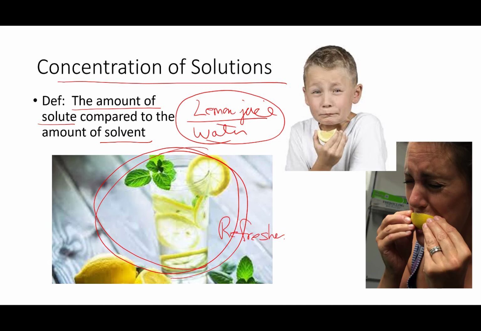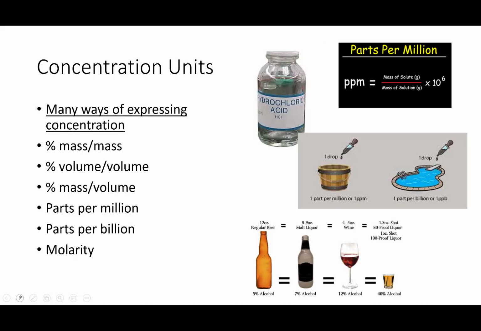On the other hand, if you have a whole piece of lemon and you put that in your mouth, you're going to end up with kind of a puckery face because that's strong. And scientists need a way to quantify and put numbers behind this concept of concentration. There are many different units that are used: percent mass, percent mass volume, parts per million, parts per billion, and molarity.